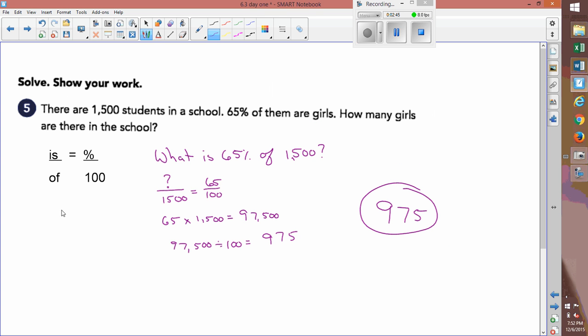There are 1,500 students in a school, 65% of them are girls. How many girls are at the school? I started writing these out. What is 65% of 1,500? So set it up that way. We get the question mark for the is. 1,500 is going to be the total number of kids in the school, and we're trying to find 65% of that. Another way of doing this is just dividing it out and saying 0.65 times 1,500, and you're still going to get the same answer of 975. Just another way to look at it.